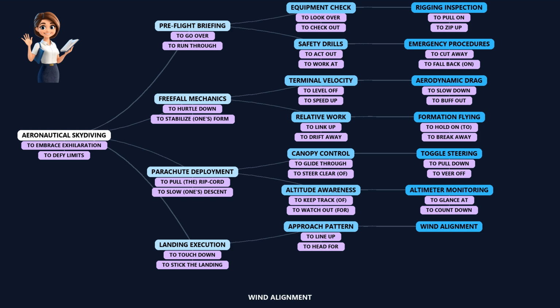Wind alignment. Under the umbrella of wind alignment, you must face up to the breeze and turn into the wind to slow your speed. To put it simply, you point your parachute against the air so you land softly instead of crashing.